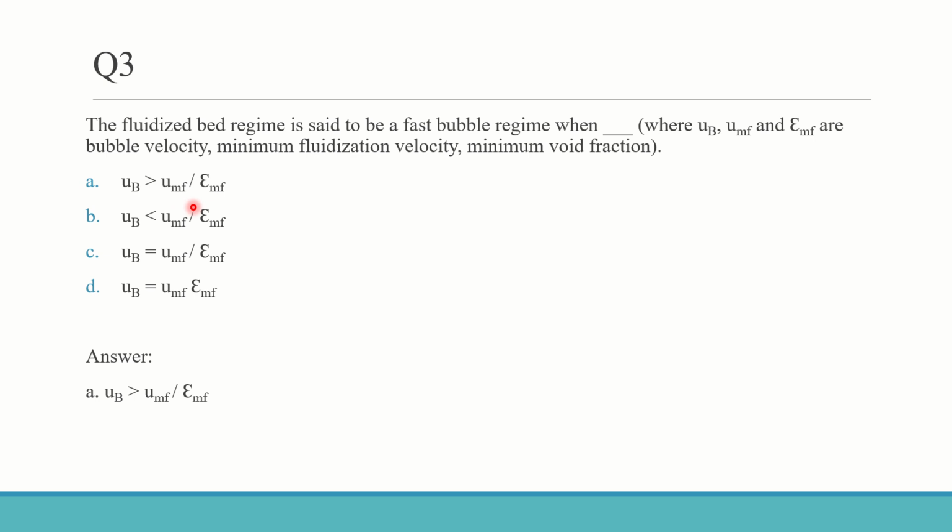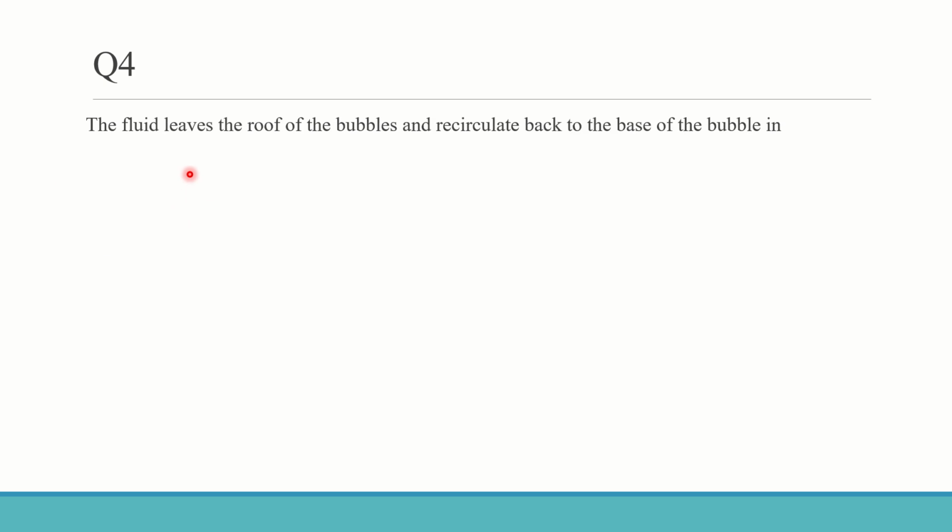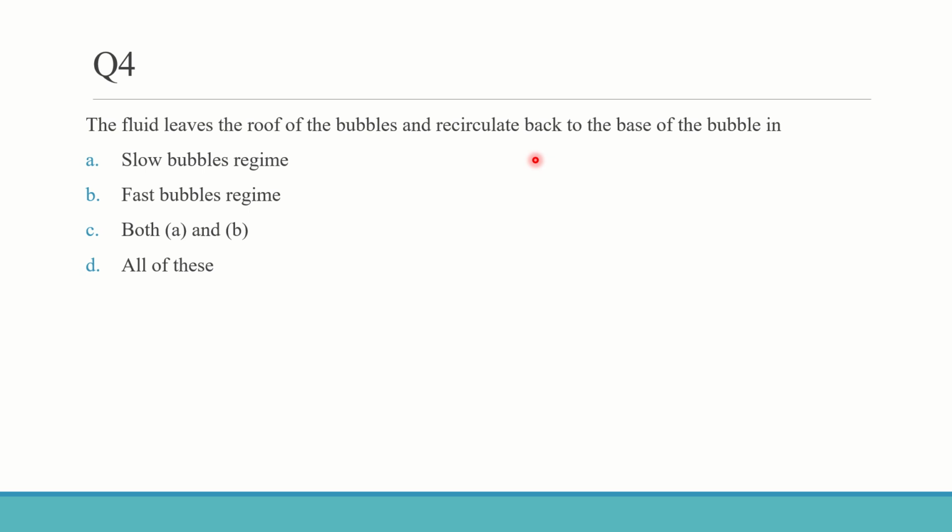Now we will go to question 4. The fluid leaves the roof of the bubbles and recirculates back to the base of the bubbles in dash. Option A, slow bubble regime. Option B, fast bubble regime. Option C, both A and B. Option D, all of these.